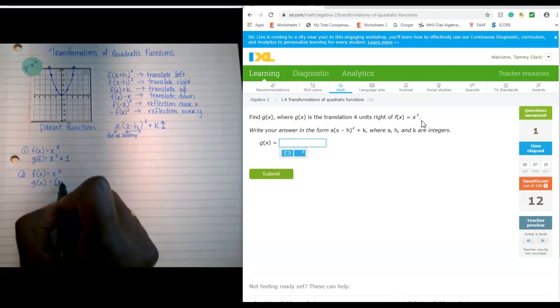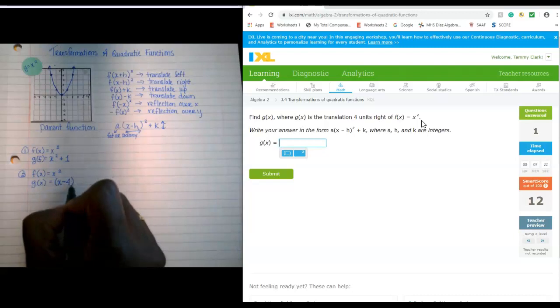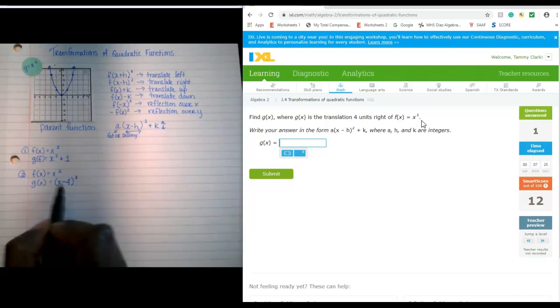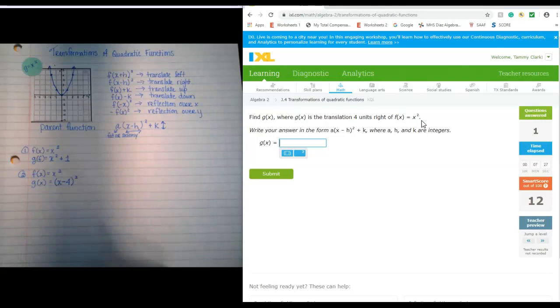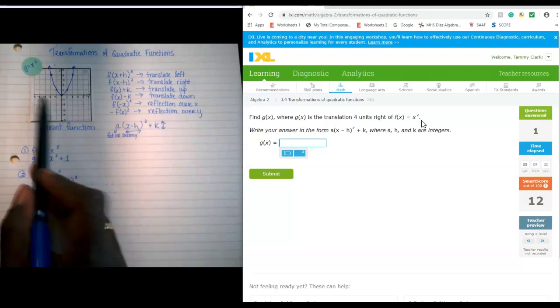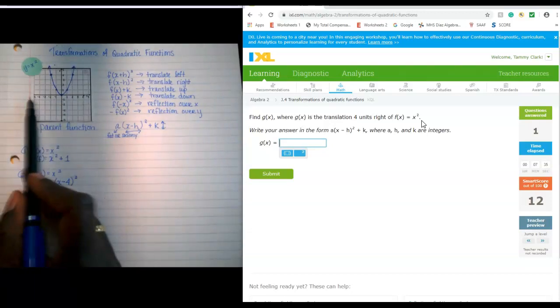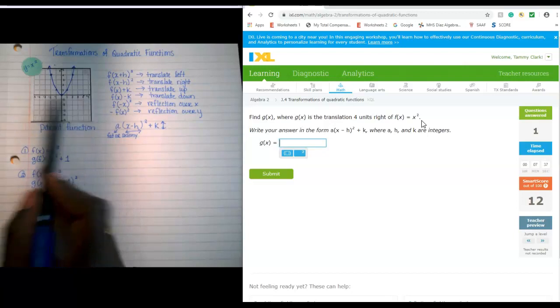Well, it would have to move 4 to the left. And I'm moving the entire function. So when we put our transformation inside the parentheses, we're moving on the x-axis. Okay, we're moving just right and left.